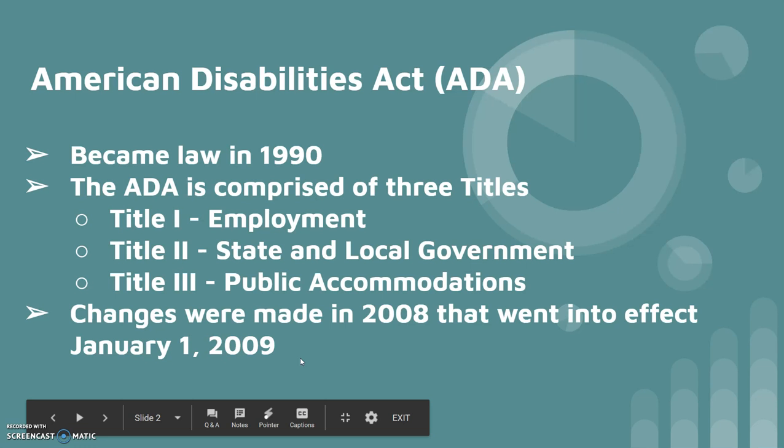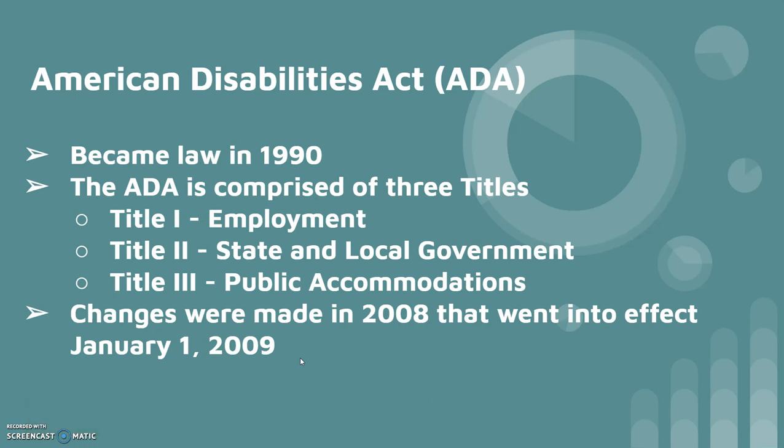The American with Disabilities Act was signed into law in 1990 by President George H.W. Bush. The ADA was modeled after the Civil Rights Act of 1964, which prohibits discrimination on the basis of race, color, religion, sex, or national origin, and Section 504 of the Rehabilitation Act of 1973. The ADA is an equal opportunity law for people with disabilities.